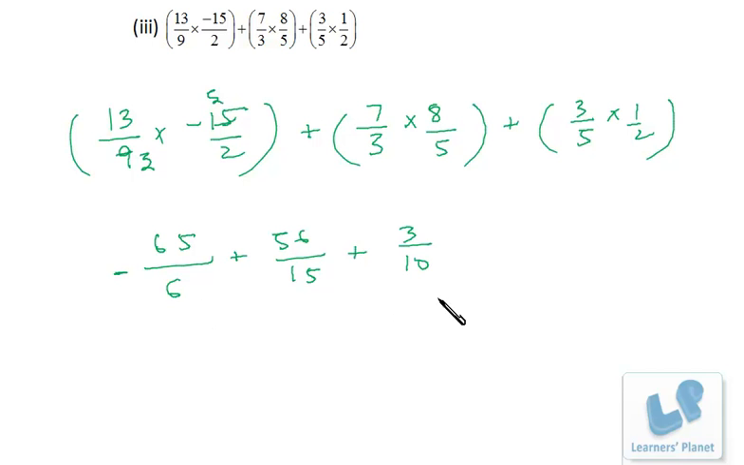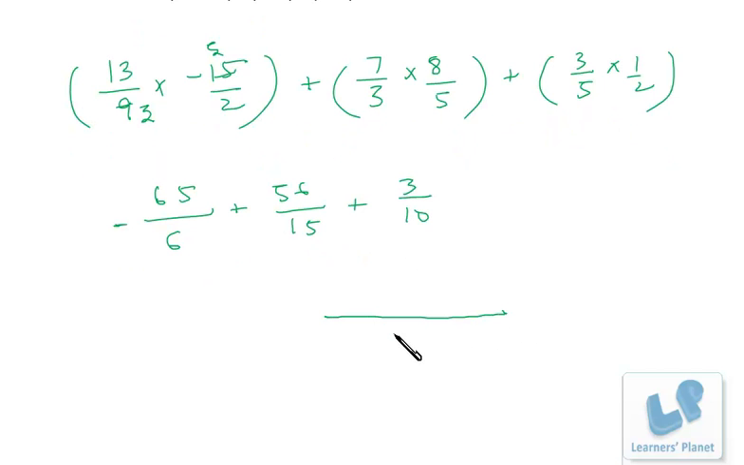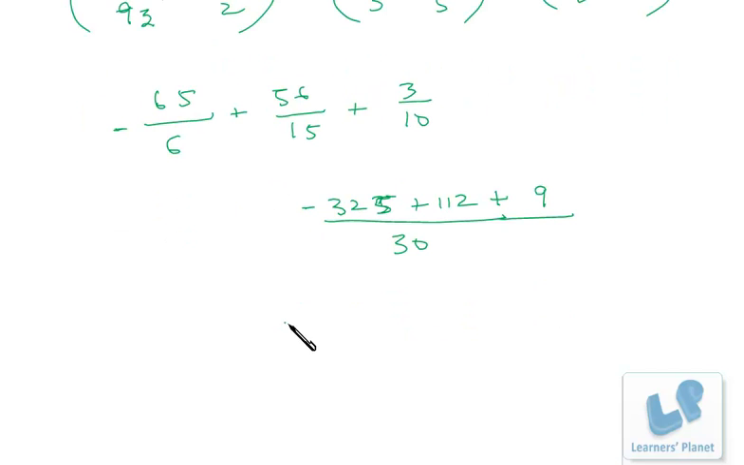Now what is the LCM of 6, 15 and 10? That is 30. Okay, so I take the LCM as 30. Now 6 into 5 is 30, so 5 into 65 will be 5 into 5, 25, and 5 6s are 30 plus 2, 32. Right? Similarly, 15 into 2 is 30, so 2 into 56 will be 112. Here 10 into 3 is 30, so 3 into 3 is 9. Okay. So 112 plus 9 is 121. So 325 minus 121, it's minus 204 by 30.